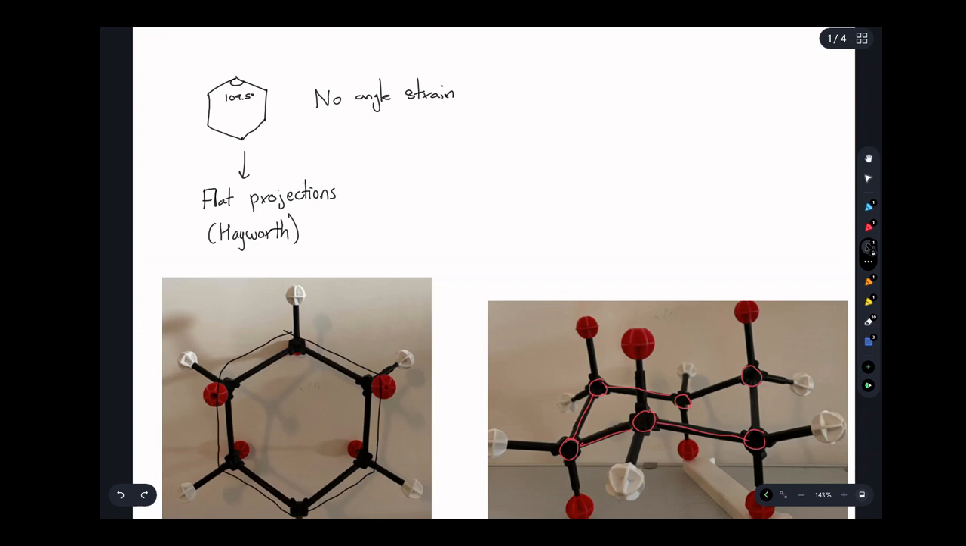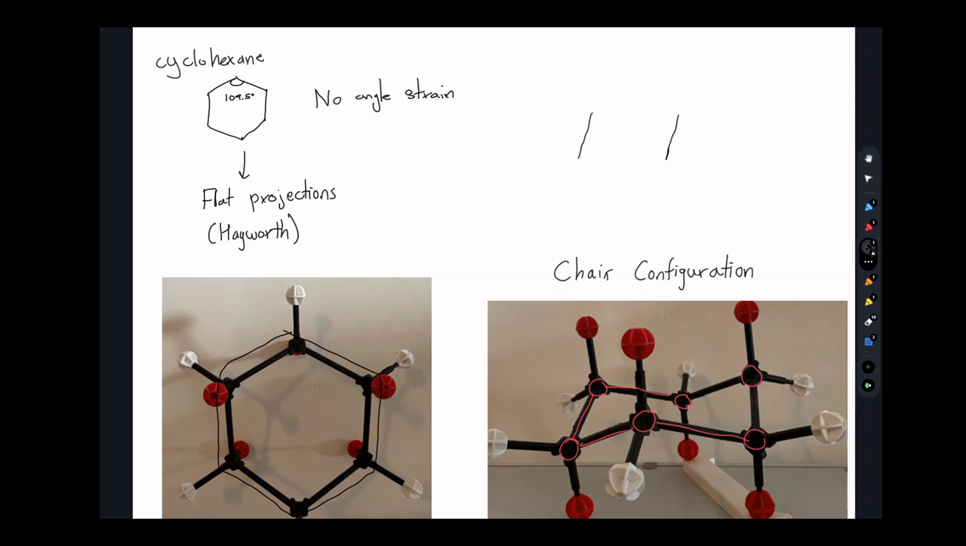Now, this here is the chair configuration. Right? And the chair configuration is the true 3D structure of a cyclohexane ring. To be clear, this is only going to be occurring with cyclohexane. Now, again, a very important part of organic chemistry is taking 2D drawings and understanding what they look like in 3 dimensions. So drawing the chair can be tricky, and in this lecture, I'll show you how to draw it and how to understand its shape a little more.